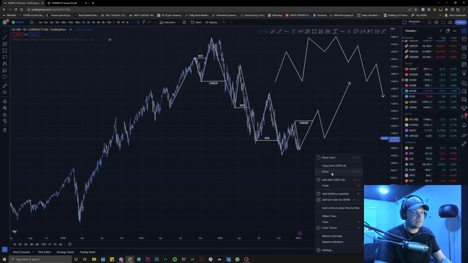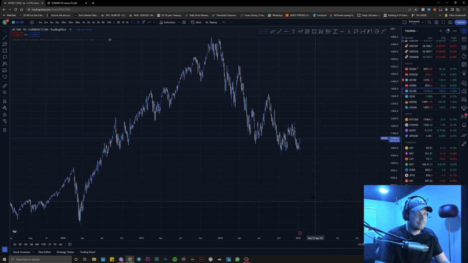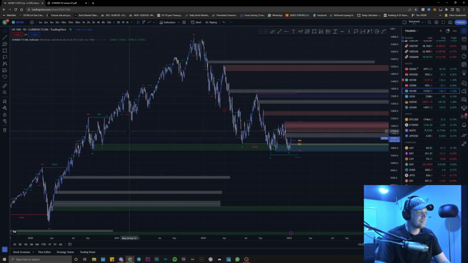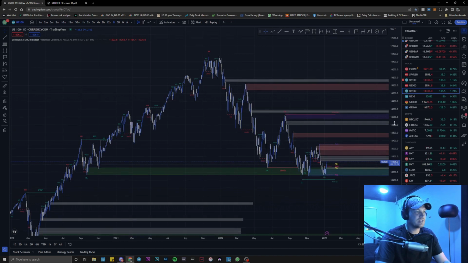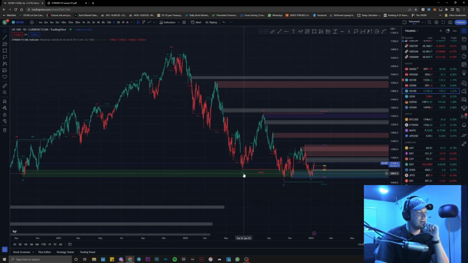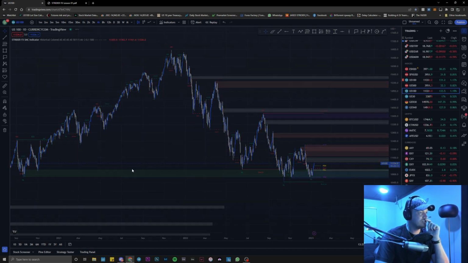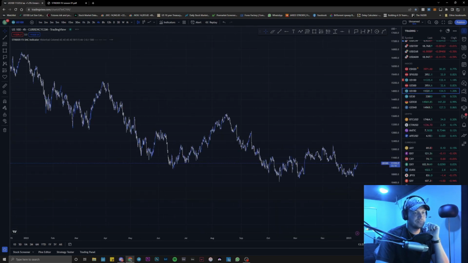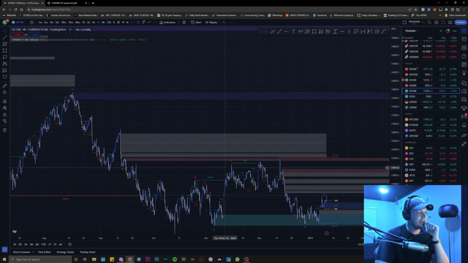So if we just remove all drawings and we open up my indicator, we can see how it draws it all out for you. We've got our higher high, higher low, lower high, lower low here. Go into the 4 hour. You can see break of structures, change of character happened here.